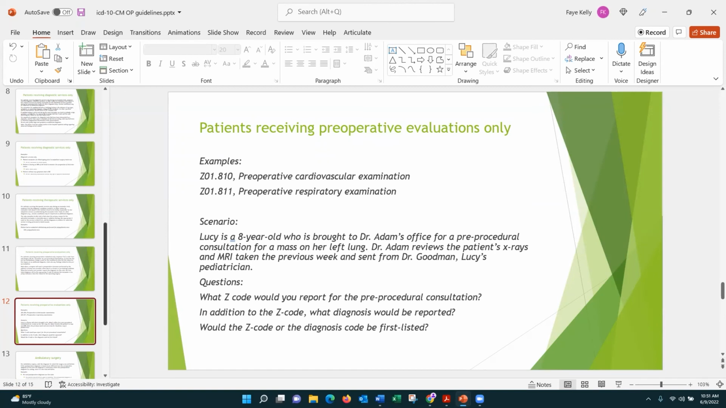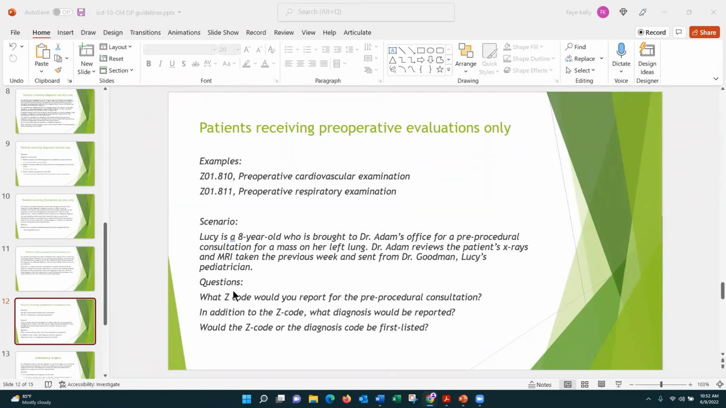All right, so Lucy is an 8-year-old who was brought into Dr. Adams' office for a pre-procedural consultation for a mass on her left lung. Dr. Adams reviews the patient's x-rays and MRI, which were taken the previous week and sent from Dr. Goodman, which is Lucy's pediatrician. So without looking in the code book, what Z code would you report for the pre-procedural consultation?